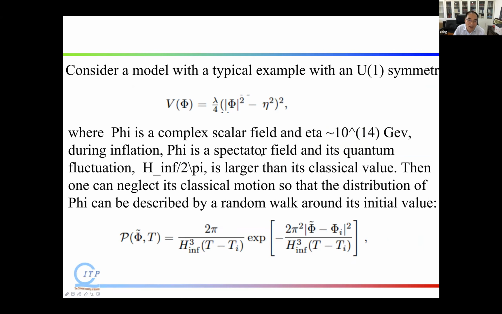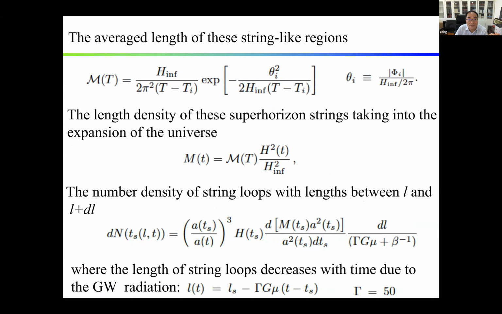The phi is a spectator during the inflation. Its quantum fluctuation, as I mentioned, the quantum kick, is larger than the classical value. Then we can neglect its classical motion, so that the distribution of the phi can be described as a random walk around its initial value. This is just the solution of the Fokker-Planck equation. And the average length of this string region can be expressed like this one.